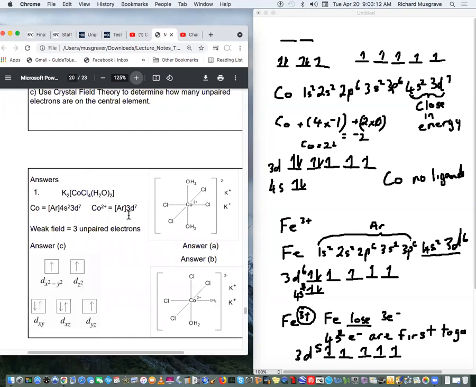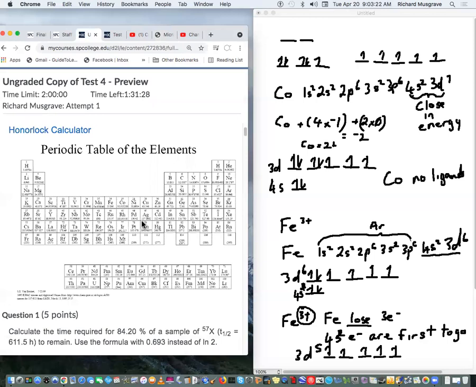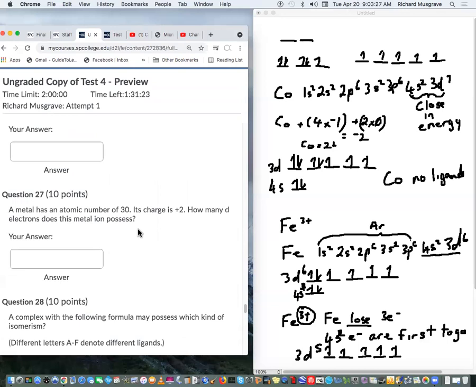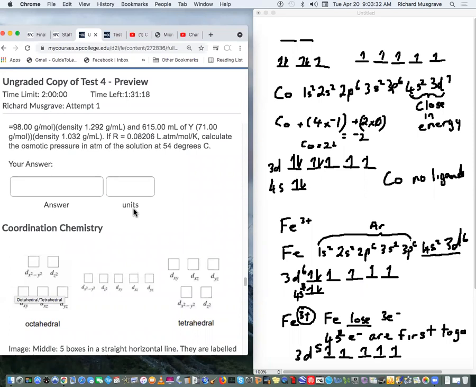It's octahedral, so it's 3 on the bottom and 2 on the top. Remember, you get that. You don't have to memorize that. Let me show you. Remember, I have this in front. You'll have this in front of you in this diagram here. See? There you go, octahedral. 3 on the bottom, 2 on the top. No memorization involved there. We've got 7 electrons that need to go in.